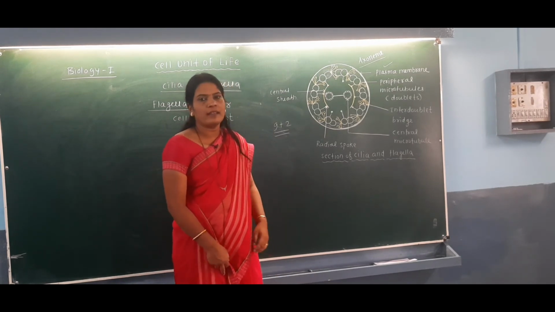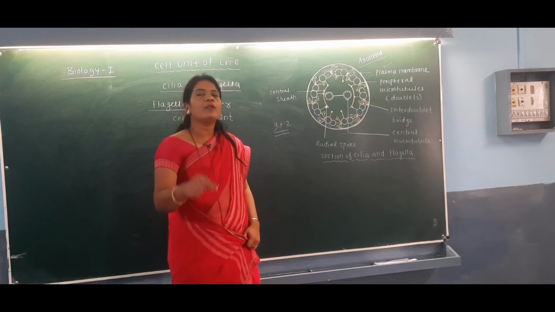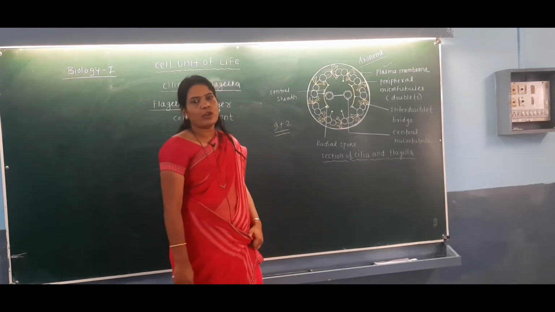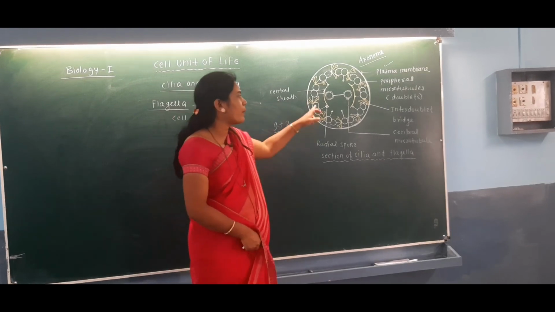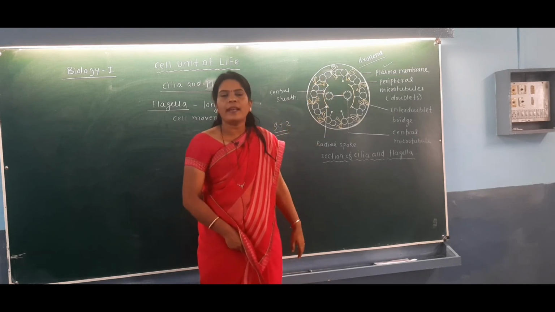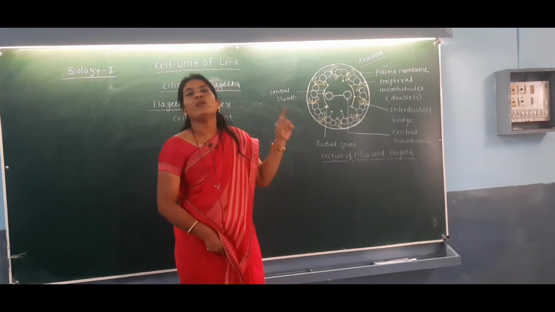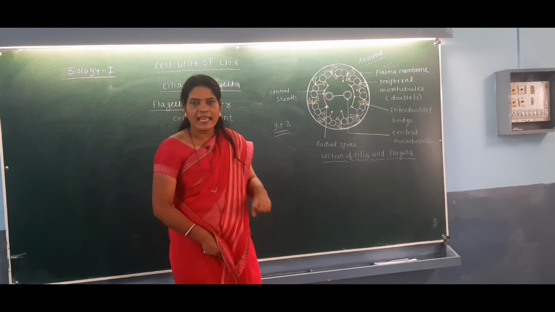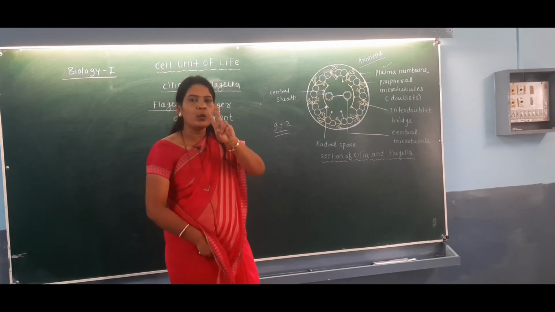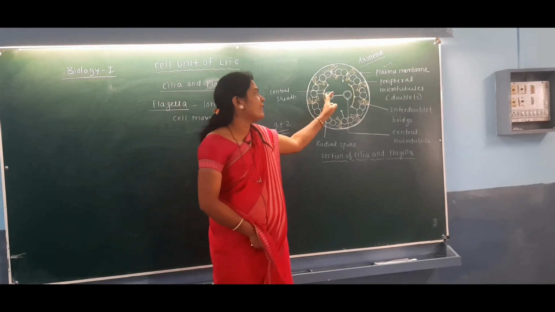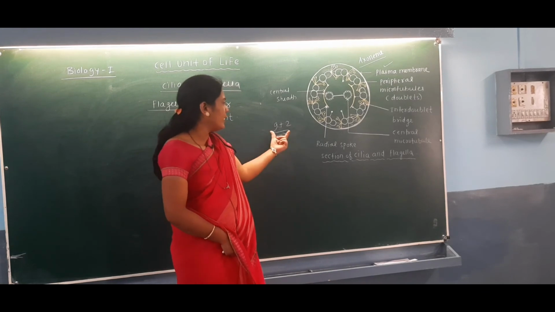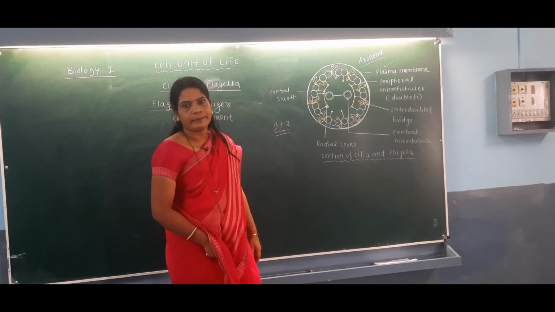Then the next part is how the microtubules are arranged in the axoneme. There are 9 microtubules which are present in the form of doublets. They are arranged at the periphery of the axoneme, in the radial form, while 2 microtubules are present at the center. So it is a 9+2 arrangement.